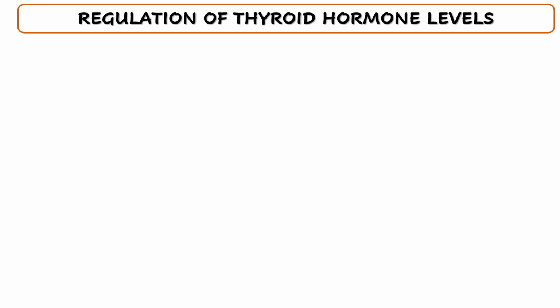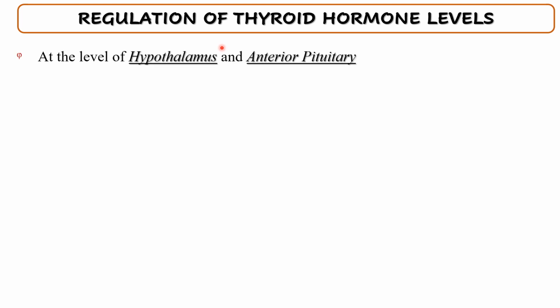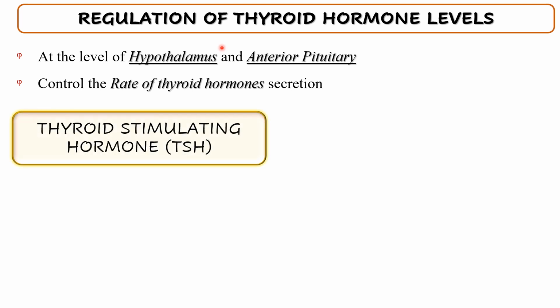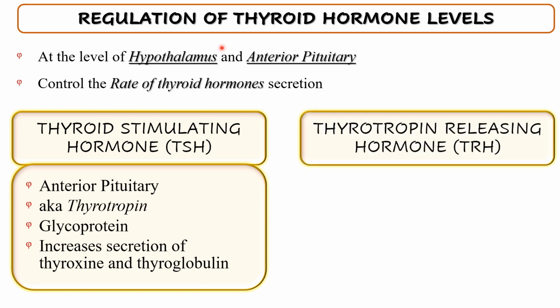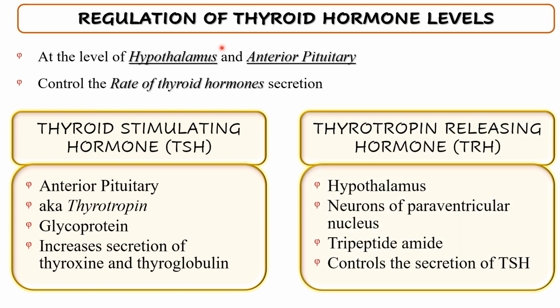So now, having seen the release of thyroid hormones, how is our body actually regulating these hormones? The regulation of thyroid hormones occurs where it all actually started, that is your hypothalamus and anterior pituitary. Your hypothalamus and anterior pituitary control the rate of thyroid hormone secretion with the help of two important hormones which we studied, that is your thyroid stimulating hormone and your thyrotropin releasing hormone.